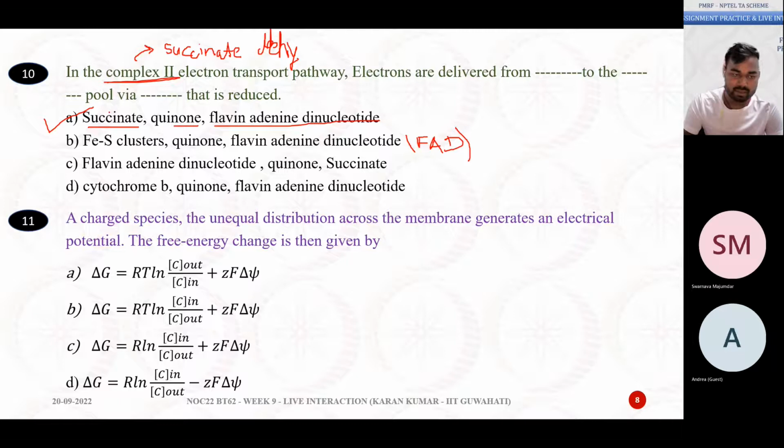So do you remember what the free energy is for an unequal distribution across the membrane that generates the electrical potential? How will you govern that equation for free energy change? Which is the correct equation? Any idea?